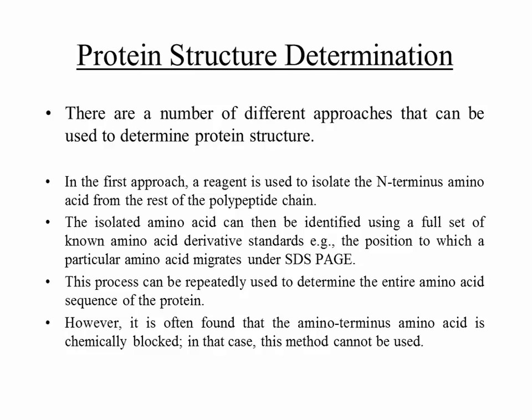And there's a reason for it. The cell is producing the protein for a purpose. It's not producing that protein so that you and I can go in there and cut out the N-terminus and then figure out what that sequence of amino acids is. It's for a function, so the cell is going to try to protect that. So it might be chemically blocked. You cannot go and take it out, so in that case, you cannot use this particular method.